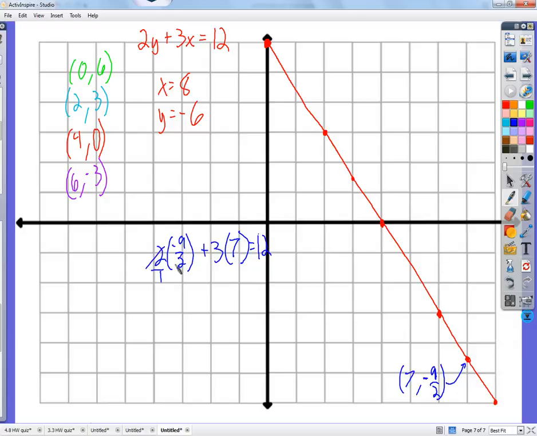Yeah, because the 2's, right? 2 divided by 2 is 1, so now we're left with -9 plus 3 times 7 is 21. And is that equal to 12? Yeah. It is. Okay?